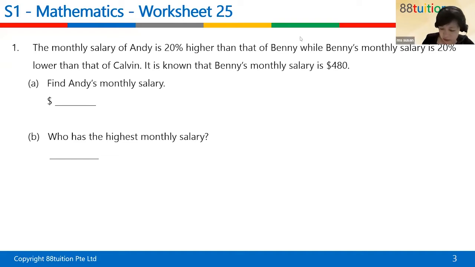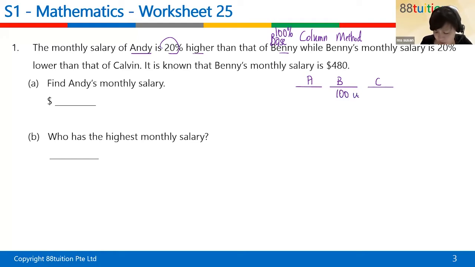I would want to do the column method. Using the column method can be easy because we just put them into the respective columns. So in this question, we have A, B, C. A is 20% higher than B. So this one is simple. Anybody mentioned here is always 100%. This is the base, compared to Benny. And Benny must always be 100%. Why? Because the base is always 100. So I don't want to put so much percent and things like that, so I put them into units instead.